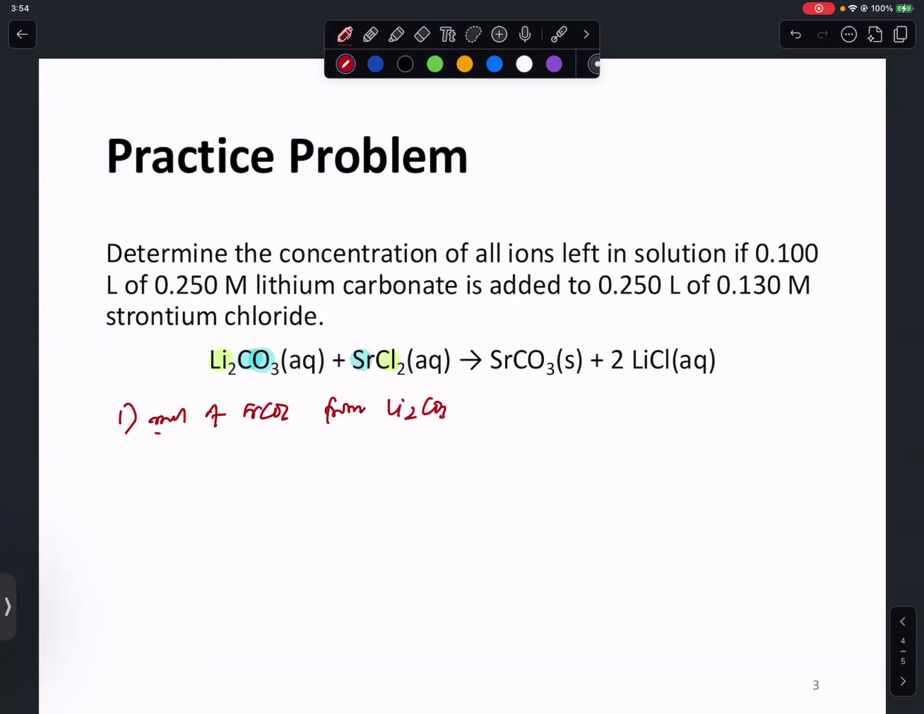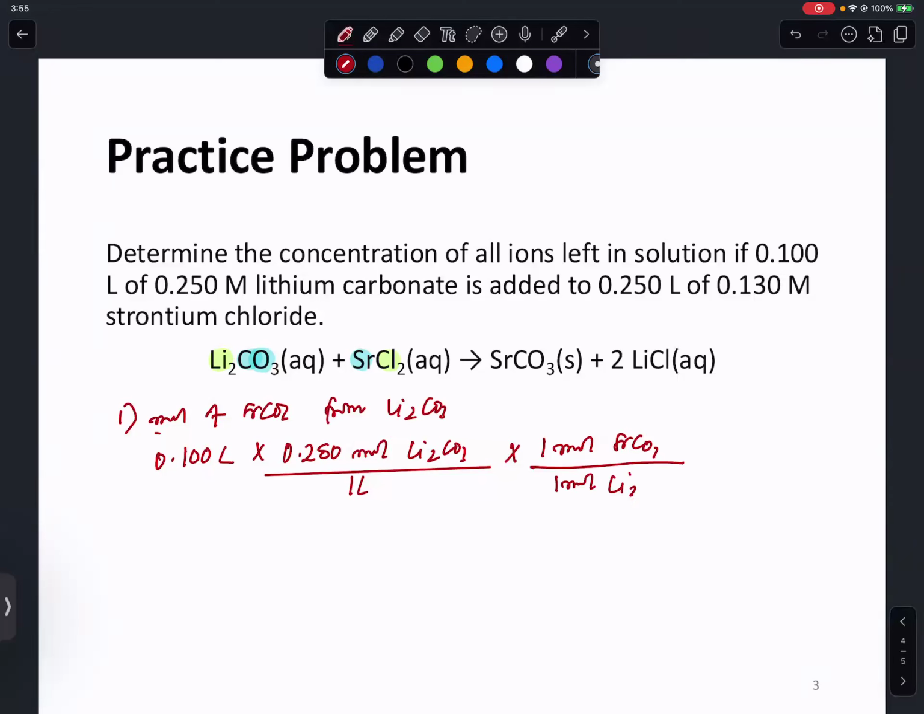In this case, I can say 0.100 liters times 0.250 moles of lithium carbonate in 1 liter. And then for every mole of strontium carbonate produced, we have 1 mole of lithium carbonate consumed. And I have here 0.0250 moles of strontium carbonate. Okay, now I'll do the same procedure.